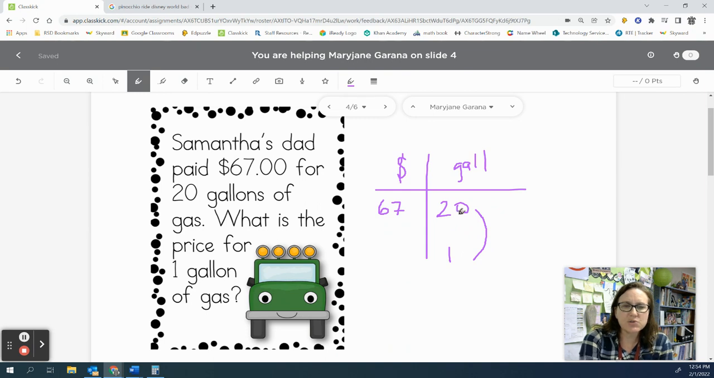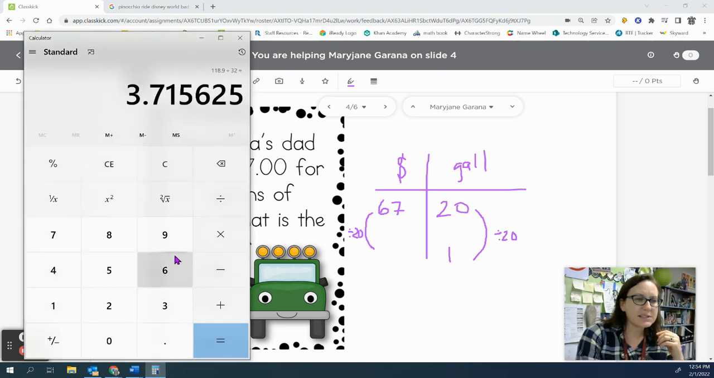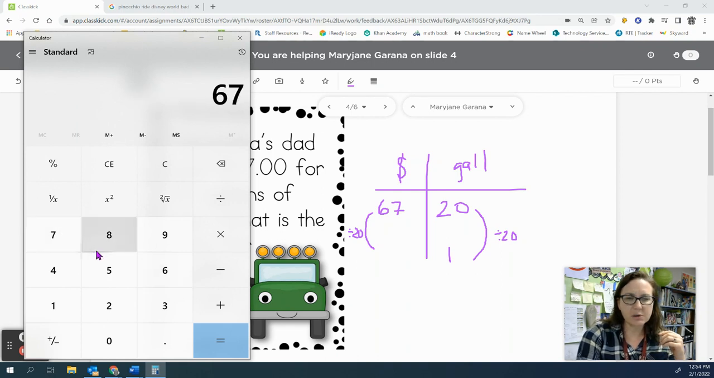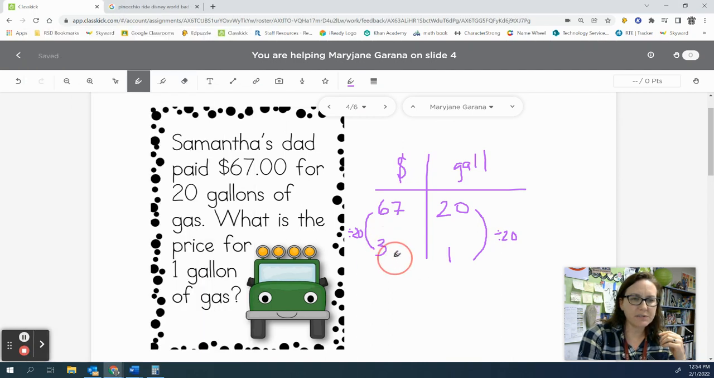So what are we going to do? What is 20 divided by to get it to become a 1? Yeah, we're going to divide by 20. So whatever we do to one side, we have to do to the other side. So we're going to divide 67 by what? By 20. That's going to tell us how much money he paid for 1 gallon. So 67, use your calculator, tell me what it is. Divided by 20 equals $3.35.